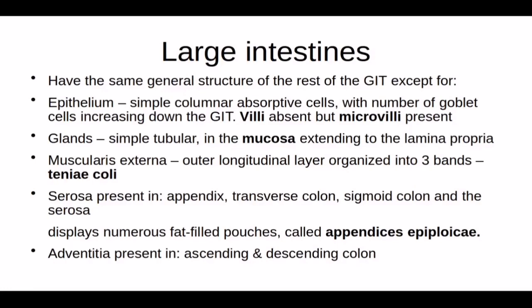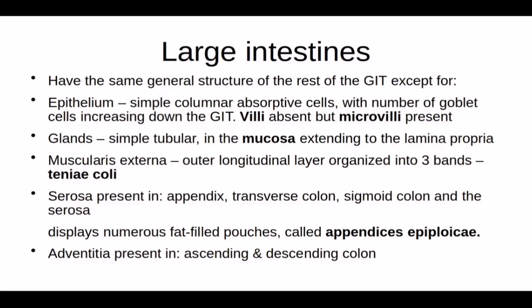So now, to conclude, let's look at the histology of the large intestines. These have the same general structure as the rest of the GIT, with marked differences in the epithelium. The epithelium is simple columnar absorptive. We have goblet cells. Remember, goblet cells are simply mucus producing cells, and the number of goblet cells increases down the digestive tract.